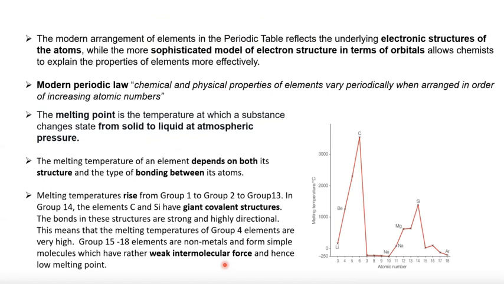Well, we know that physical and chemical properties of elements vary periodically when arranged in order of increasing atomic number, that we said. So here is the melting point of elements. You can see the melting point increases as we go along a period. So what is melting point then? Melting point is the temperature of a substance when it changes its state from solid to liquid at atmospheric pressure. So we can see that there is periodic variation of melting point of elements.